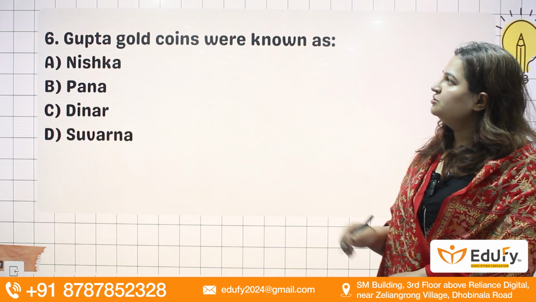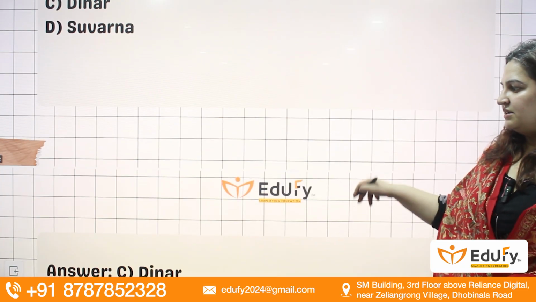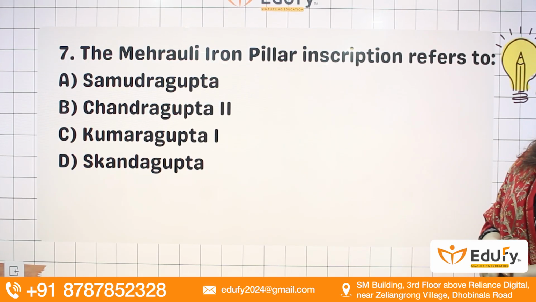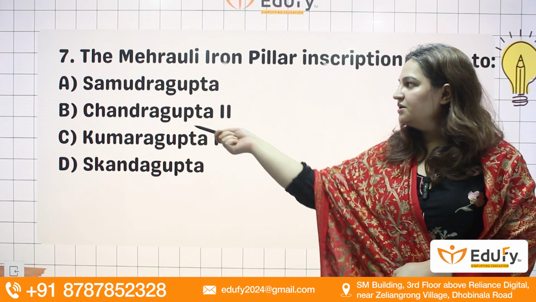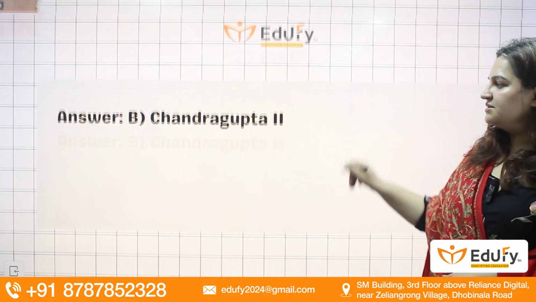Coming to the next question: Gupta gold coins were called dinar. Answer is C, dinar. The next question is, the Mehrauli iron pillar inscription refers to, or was built by, which ruler? It was built during the time period of Chandragupta II. So that is the answer.